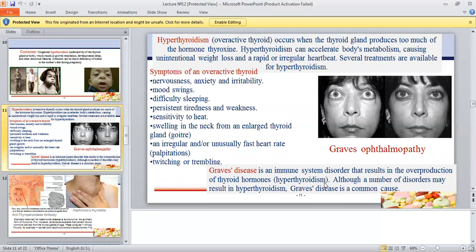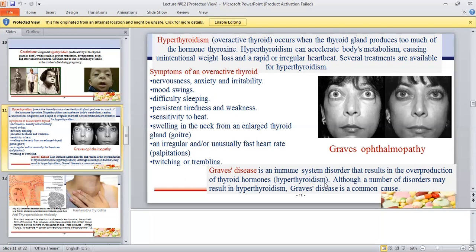Hyperthyroidism can accelerate the body's metabolism, causing unintentional weight loss and a rapid or irregular heartbeat. Several treatments are available for hyperthyroidism. The symptoms of an overactive thyroid include nervousness, anxiety, irritability, mood swings, difficulty sleeping, persistent tiredness and weakness, sensitivity to heat, swelling in the neck from the enlarged thyroid gland (goiter), irregular and usually fast heart rate, and twitching or trembling. Graves' disease is another immune system disorder that results in the overproduction of thyroid hormone.